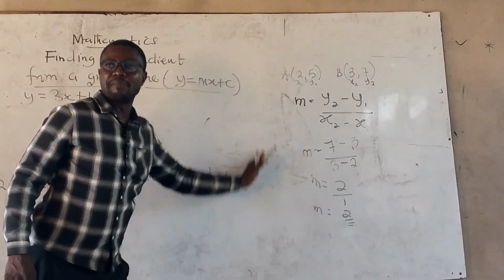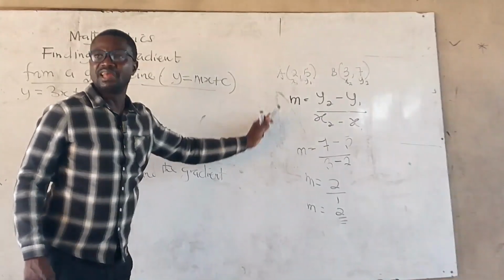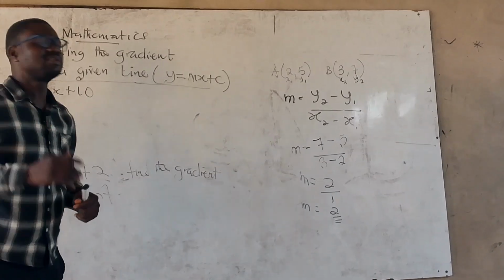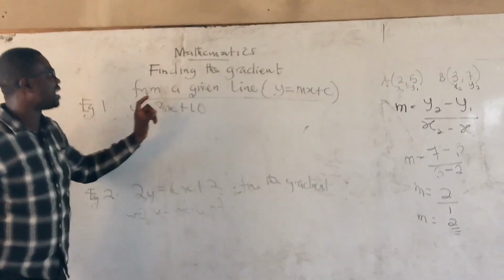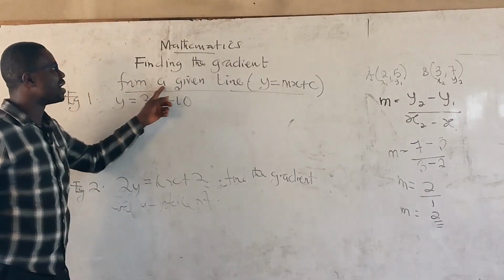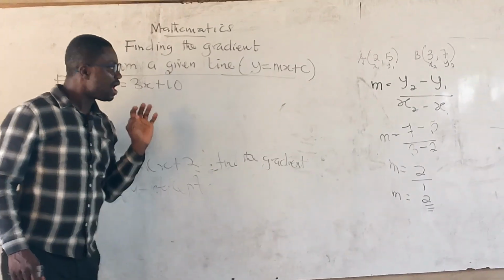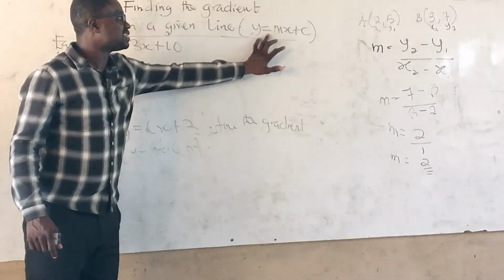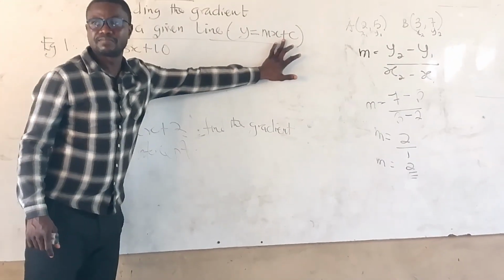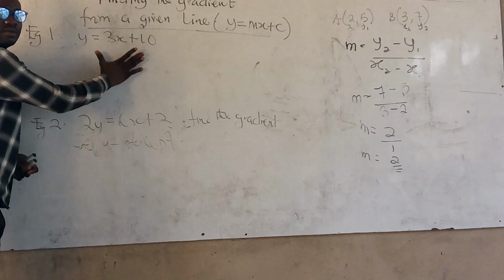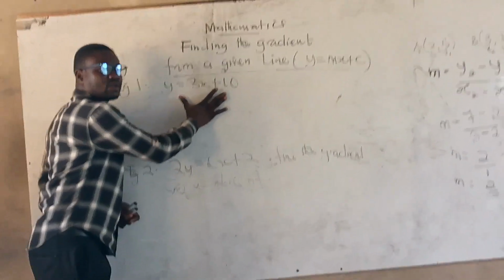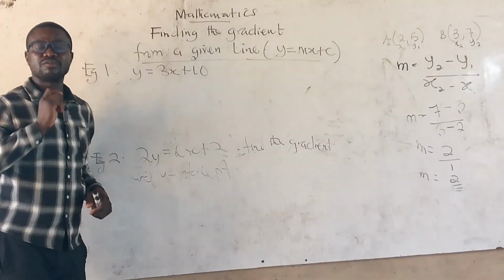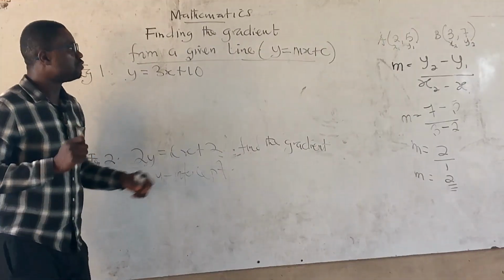Now, this is the situation whereby points were given and you were asked to find the gradient, and you were able to find it. Sometimes you will be given the equation of the line, so we are going to find the gradient from a given line. The formula for a line is y is equal to mx plus c. If this equation is given and they say you should find your gradient, it means we are going to find m.